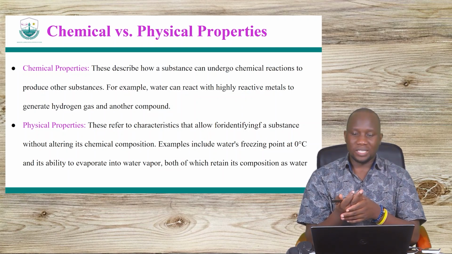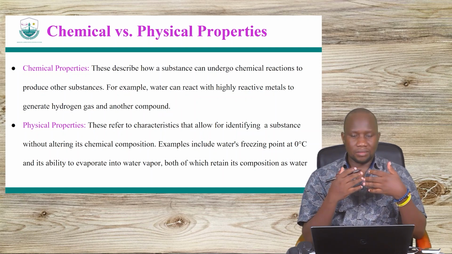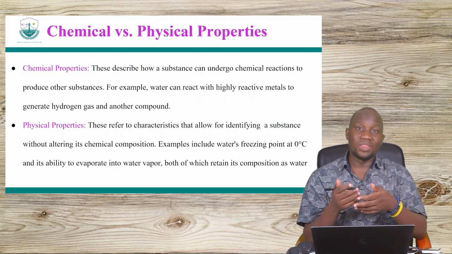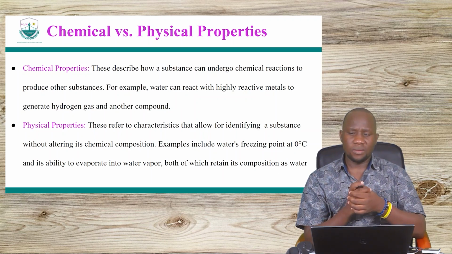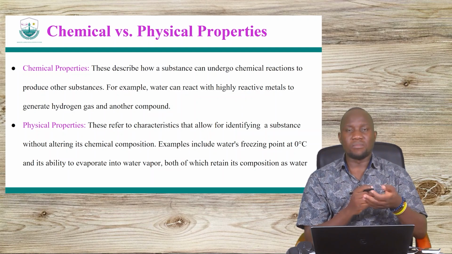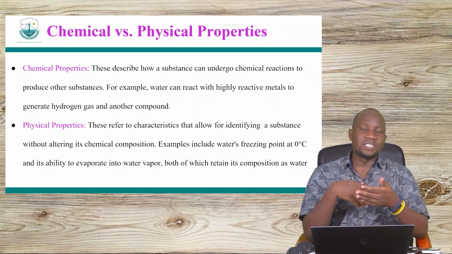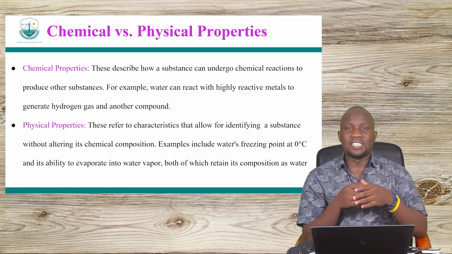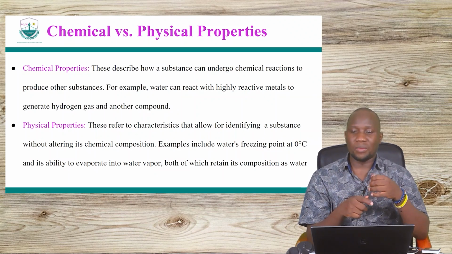So what are these physical properties? These are actually properties that allow us to identify a substance without altering its chemical composition. Okay, for example, when we say that water boils at 100 degrees centigrade and freezes at 0 degrees centigrade, the composition remains the same. Okay, but when we talk about chemical properties, these are things that will alter the composition of the substance that we are talking about.